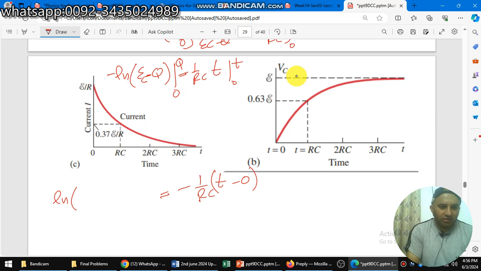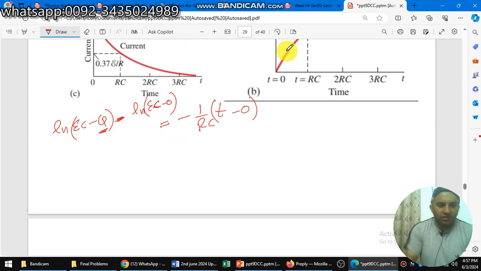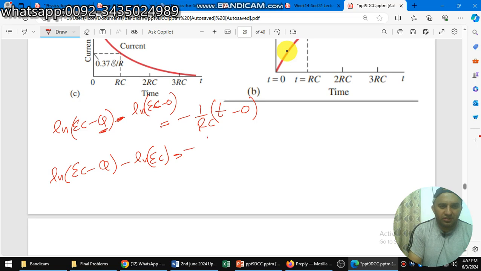On this side we have log of (EC − Q). The upper limit is Q. Now we use the minus formula, and then log of (EC − 0), which is equal to this. Now we can write log of (EC − Q) minus log of EC, which is equal to −T over RC. Okay, now we use the log rule.